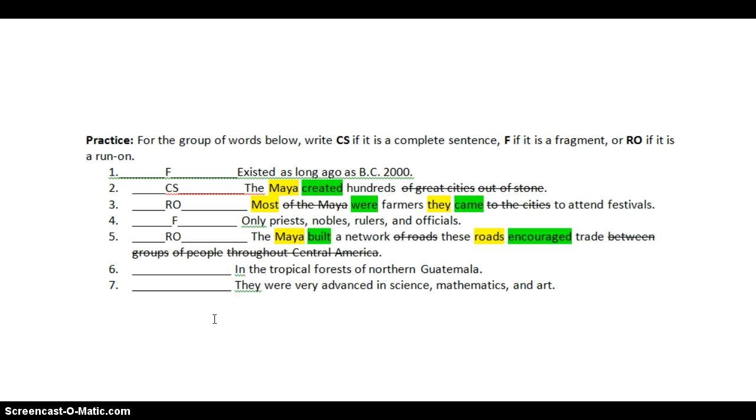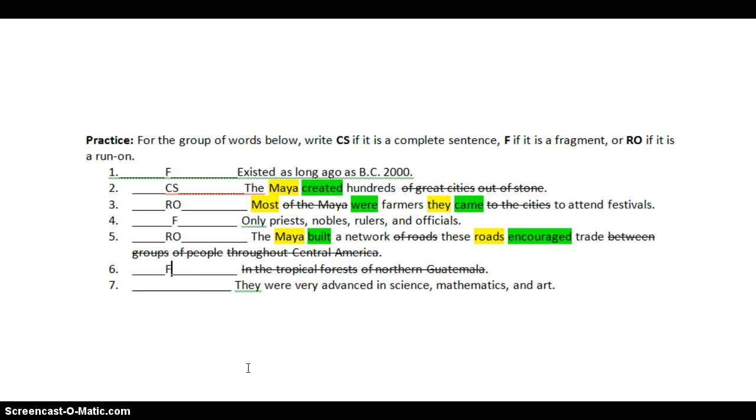All right, number 6, in the tropical forest of northern Guatemala. I just want you to see that if I were to cross out prep phrases, in the tropical forest would be one. Of northern Guatemala would be one. And so this entire thing right here is 2 different prepositional phrases. There's no subject, there's no verb, so it's definitely a fragment.